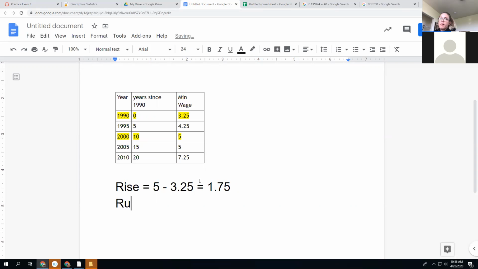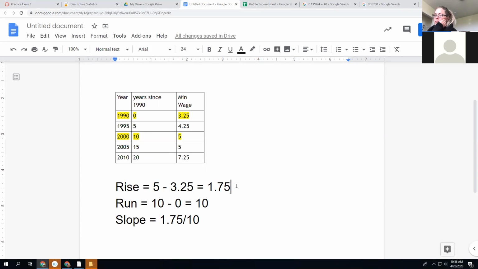And the run, we have to keep things in the same order. So since I started with 5, I have to start with 10. So that'd be 10 minus 0. So I get a run of 10. So my slope would be dividing those two. So slope is 1.75 over 10.